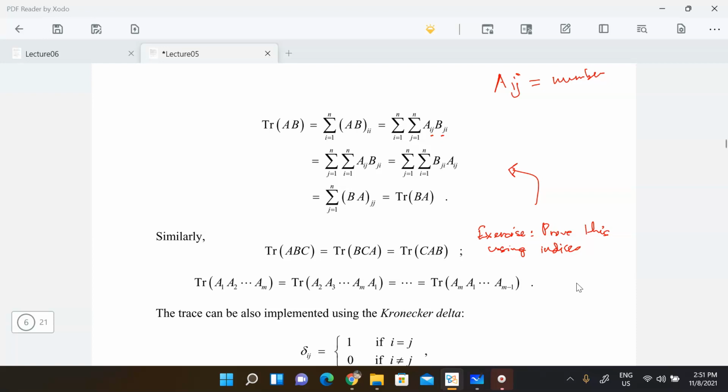For example, over here I have A1, A2 until AM. So I'll just do a cyclic thing. This one goes to the back and I get that. And then this one goes to the back, I get A3 multiplied by A4 until AM multiplied by A1 until A2. Okay, so you get that cyclic sort of operation within the product of the matrices, and the trace is just the same.